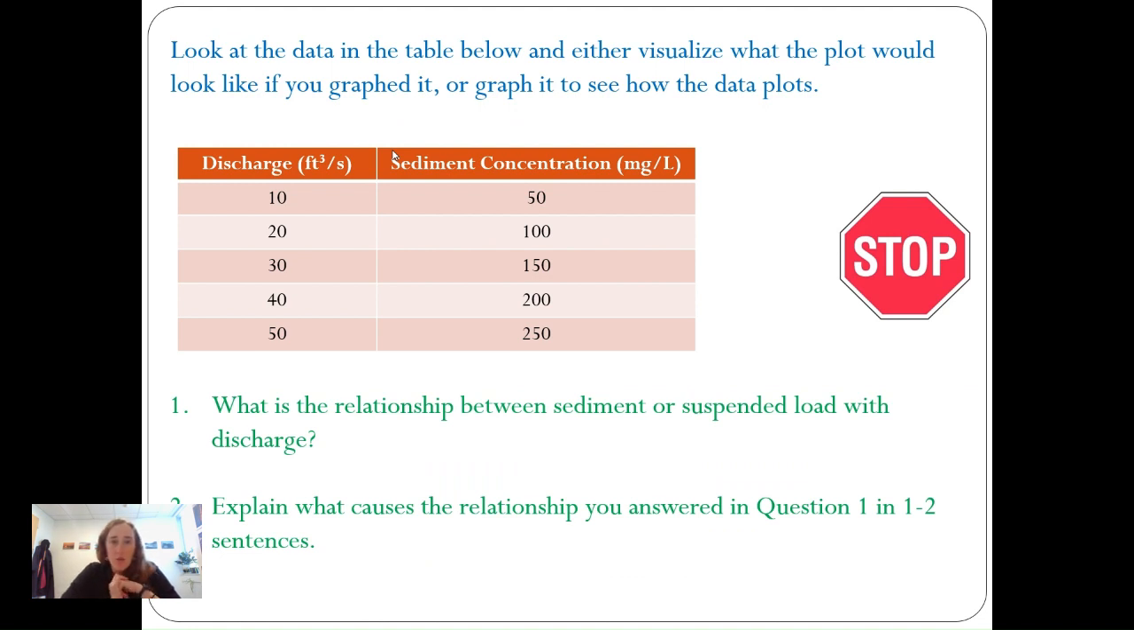All right, so for your first quiz question, you're going to look at the data in the table below. You have discharge, which we talked about in the last lecture, and then sediment concentrations in terms of milligrams per liter of water. So if you evaporated away a liter of water, it's telling you how many milligrams of mud you would have left behind. That's your sediment concentration. So what you need to do is visualize what the plot would look like if you graphed it, or you can graph this data quickly, just make a little sketch, and then answer questions 1 and 2.